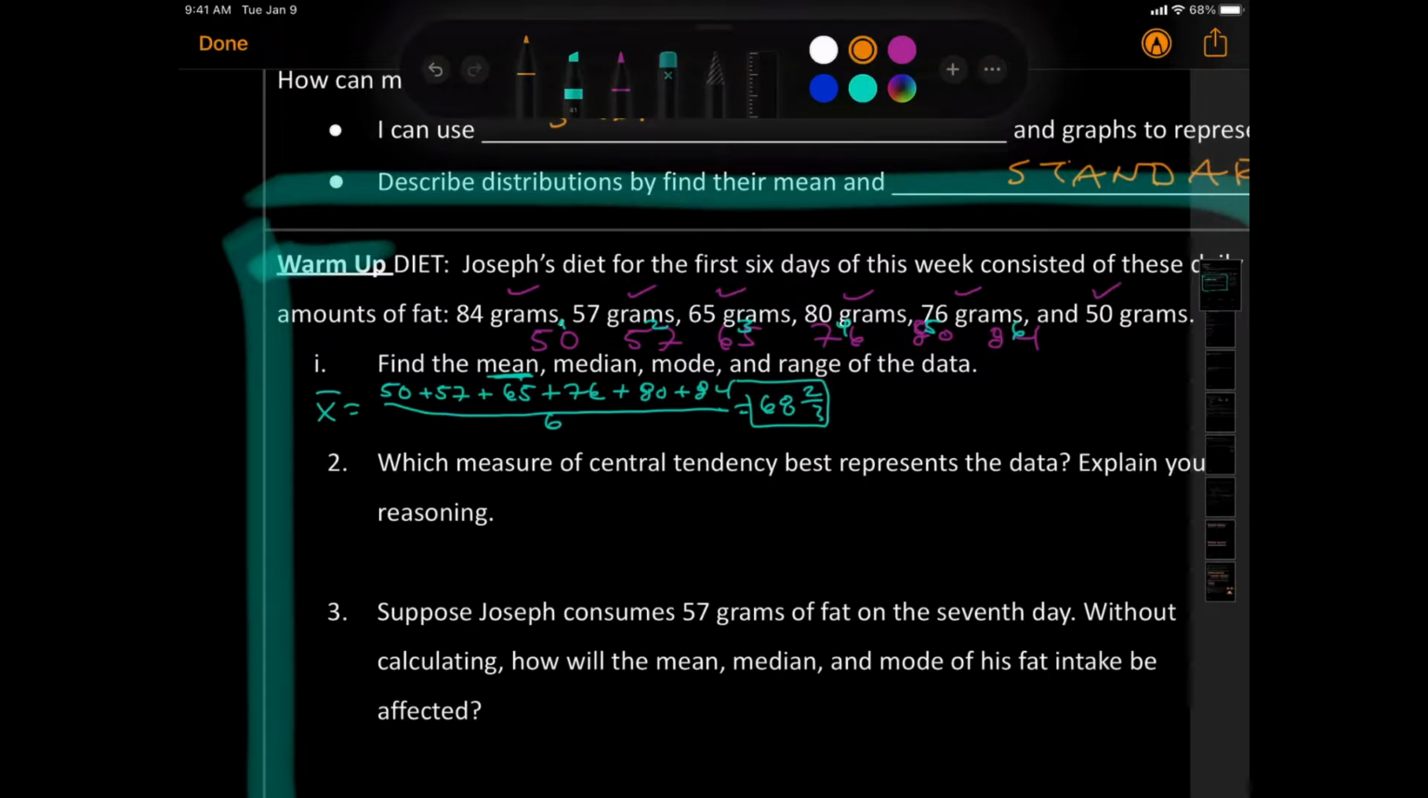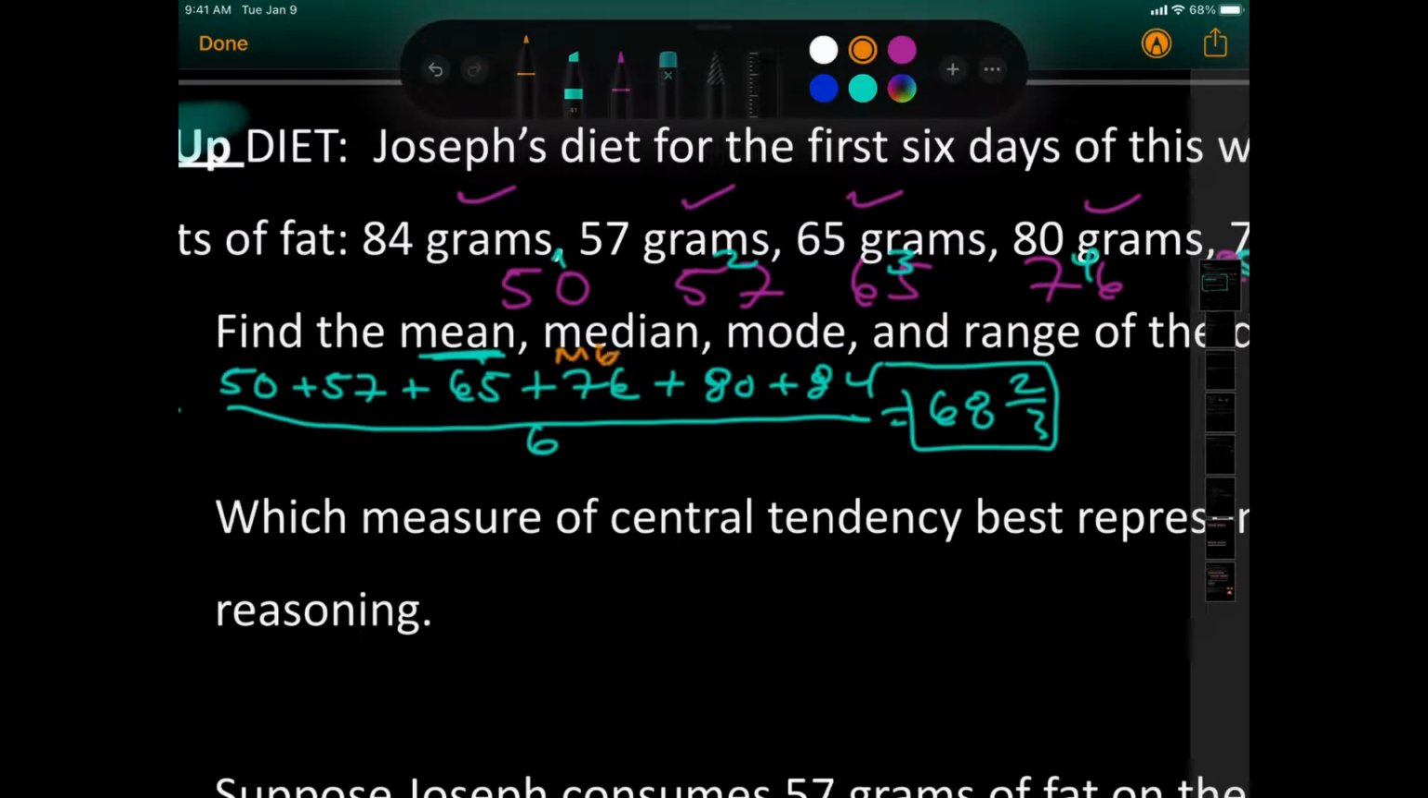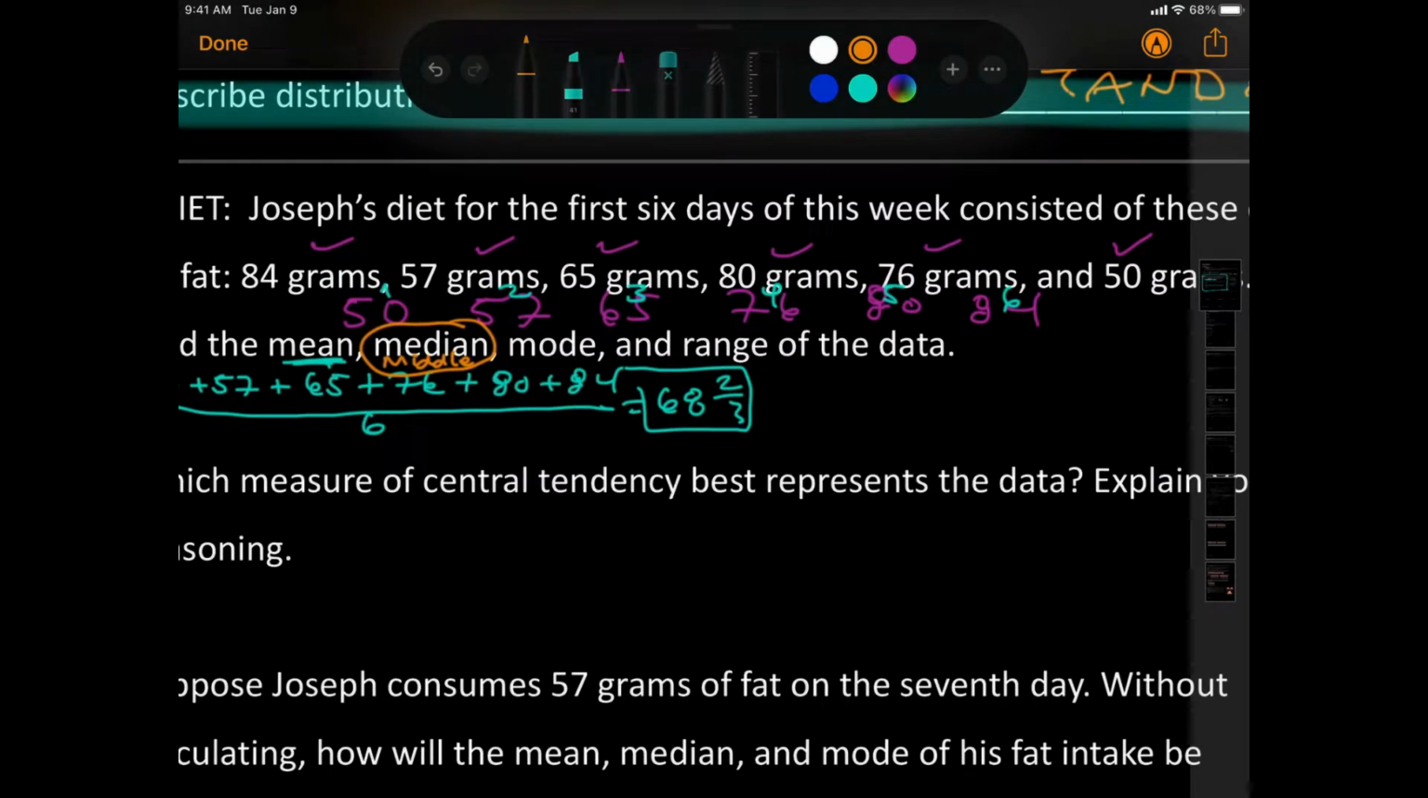Okay, the median refers to the middle. That's what the median means. So you have 6 numbers. So if I put this orange dot there, you have 3 numbers to the left and 3 numbers to the right. So what you're going to have to do is find the average of those 2 numbers. That's what the median means, with an even set of numbers. Therefore, the median is equal to 65 plus 76, and you divide that by 2, you get 70.5 is your answer.